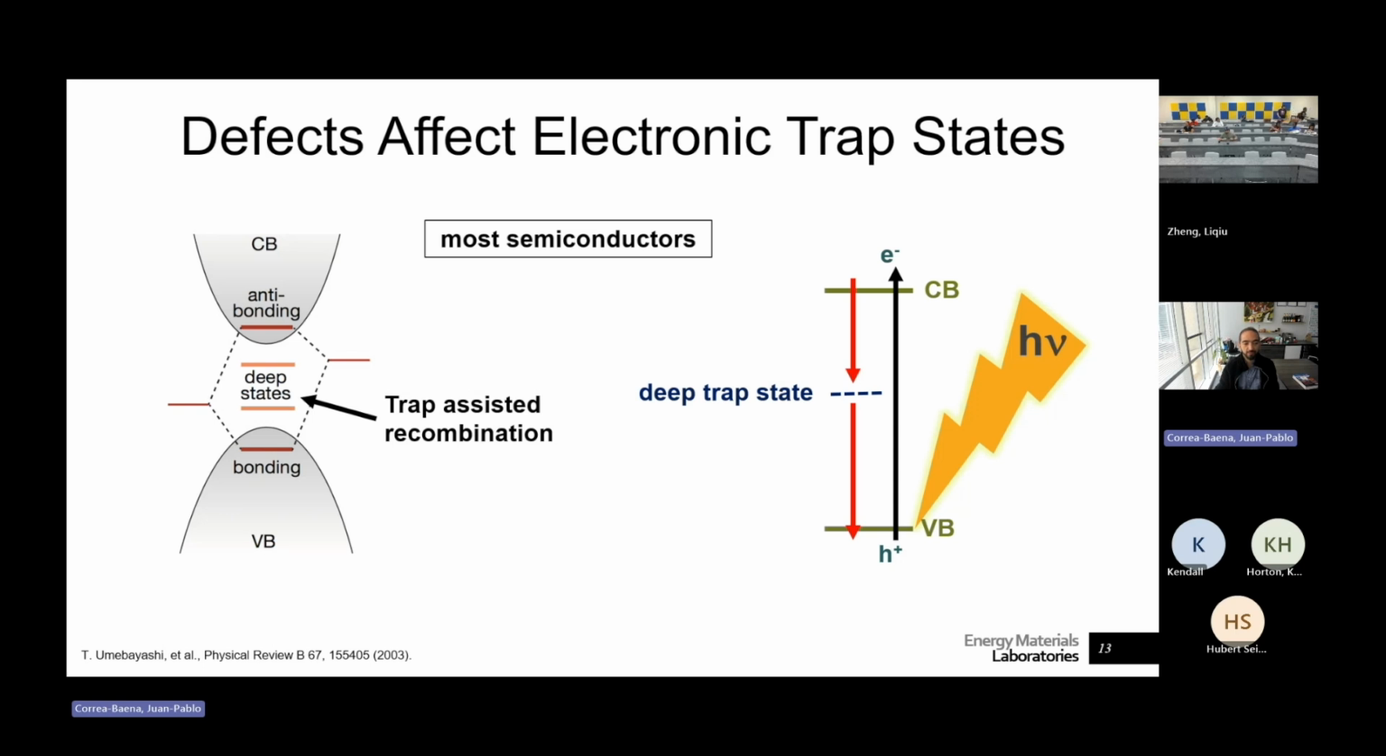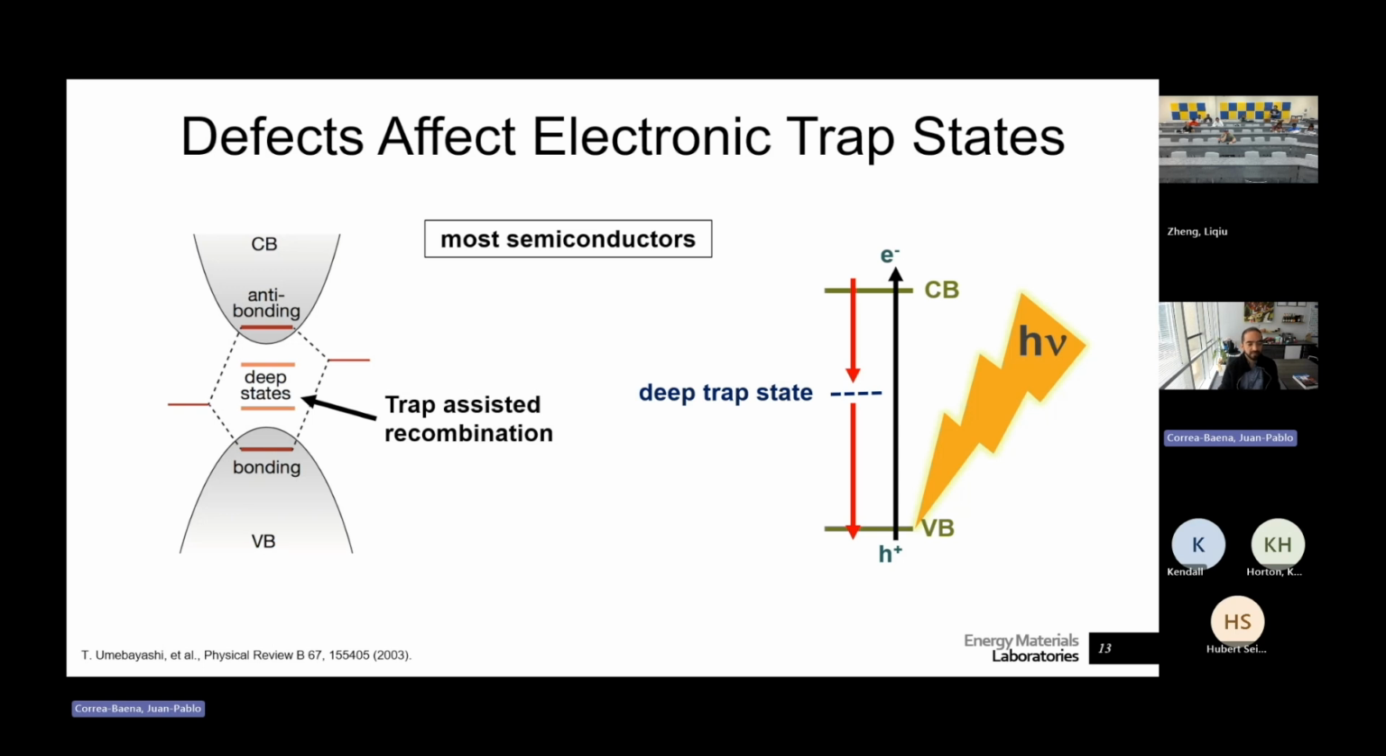An electron normally, through light absorption, light comes in, excites the electron from a low energy state, and it goes up in energy. Then we want to get this electron out into the circuit to power your bulb or your device. But when we have these deep trap states, the electron, instead of getting out into the external circuit, goes into the state and we lose it. Basically, this state is like a dead end for the electron. So in most semiconductors, that's what happens when you have defects.